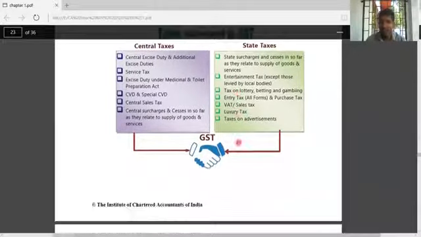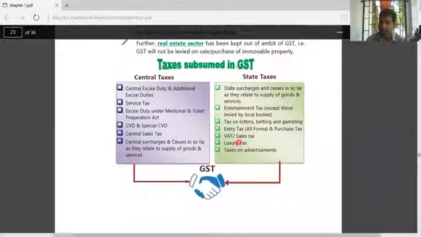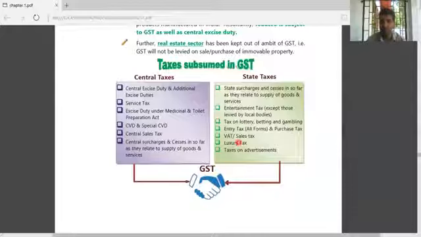Now, what are the taxes subsumed in GST? We know that due to the introduction of GST, a lot of taxes have been subsumed. Say central excise duty, additional excise duty, service tax, excise duty under the Medicinal and Toilet Preparation Act, CVD and special CVD, central sales tax, central surcharges, then state taxes, state surcharges such as entertainment tax, except those levied by local bodies. This is important because local bodies still levy entertainment tax. If we go to the theater and see the cinema ticket, there is actually entertainment tax levied by local bodies.